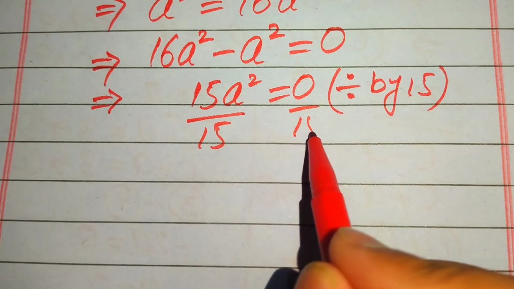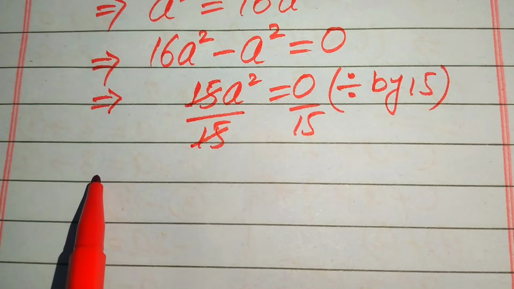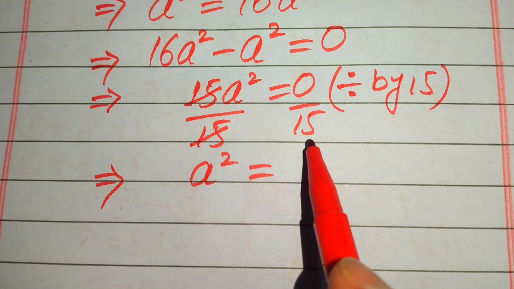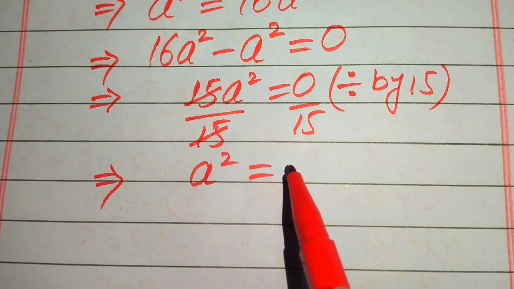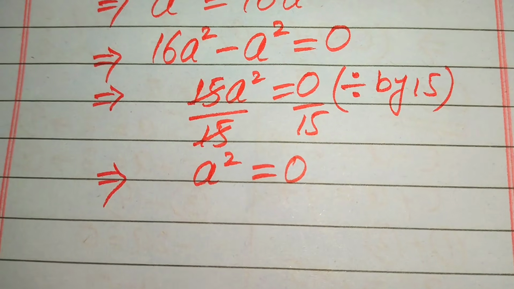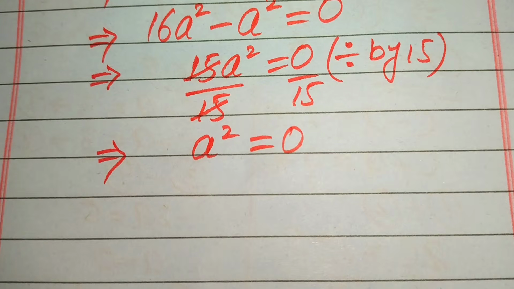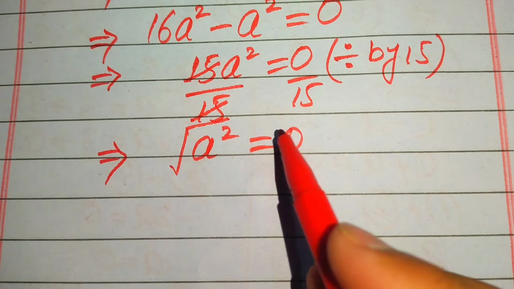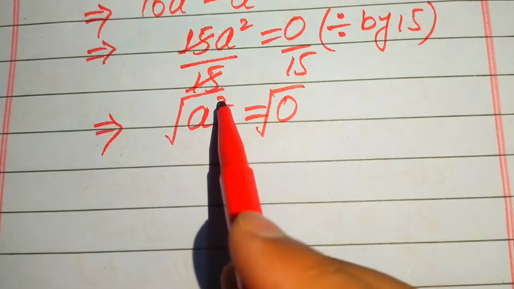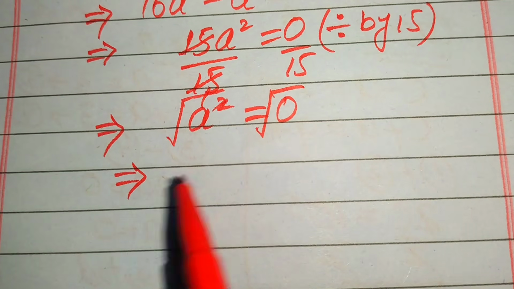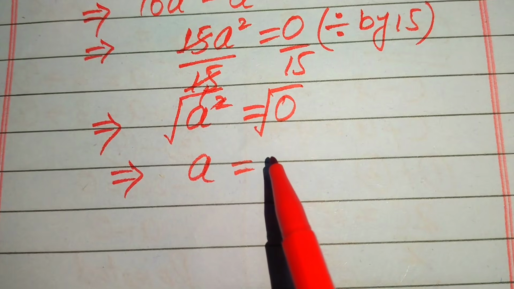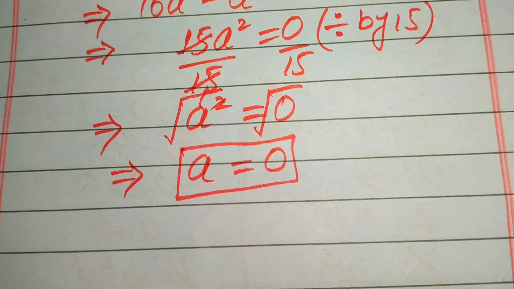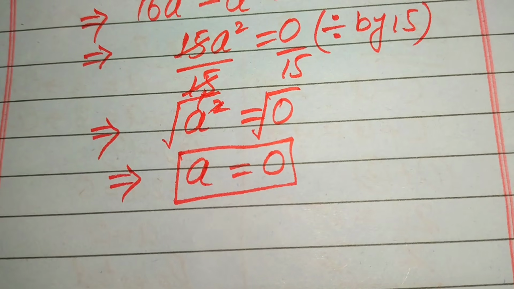When we divide by 15, this 15 and this 15 are gone, and we get a square is equal to 0 divided by 15, which becomes 0. Now our target is to find the values of a. For this we take the square root on both sides, the 2 and the square root are gone, and we get a is equal to the square root of 0, which becomes 0. So this is the value of a, which is equal to 0.